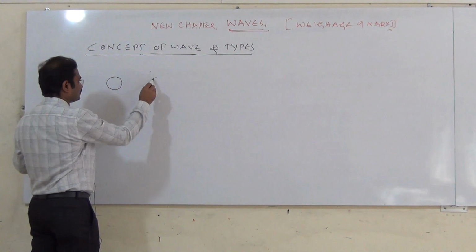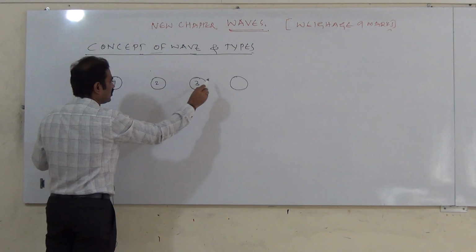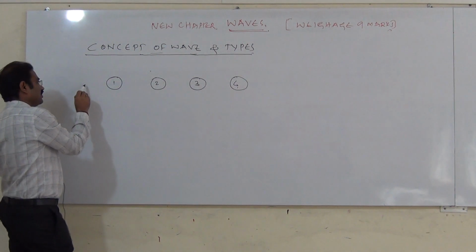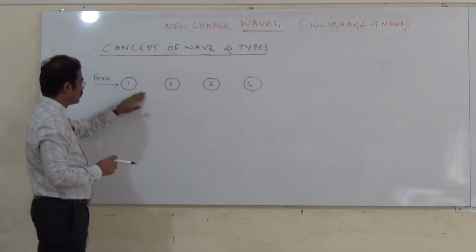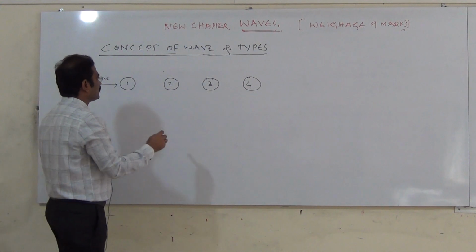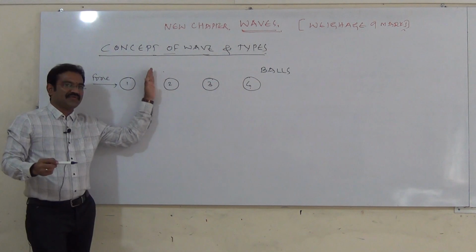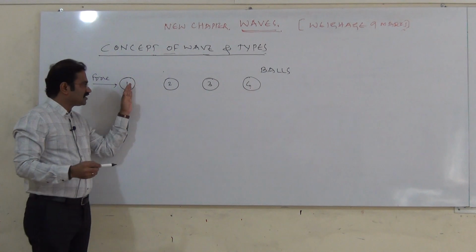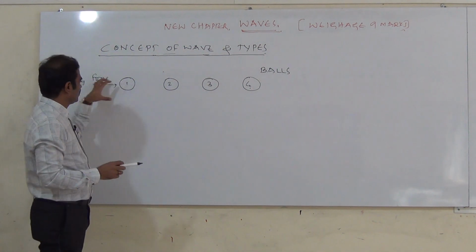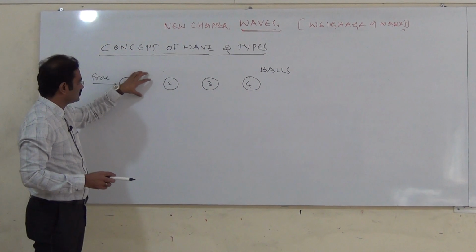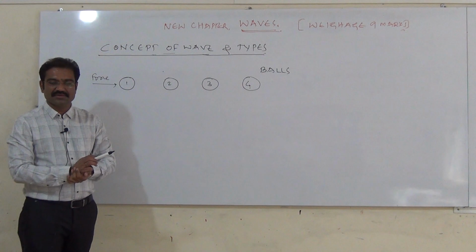Take the 4 balls. This is the first ball, second ball, third ball and fourth ball. Now if I apply the force on this, then automatically the ball moves. If this ball does not hit this one, nothing will happen to these 4 balls. If I apply the force on this, it moves. But if this ball does not hit this, they will be in their positions only. Am I right? It means that there is no problem.